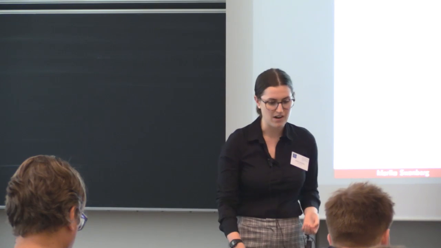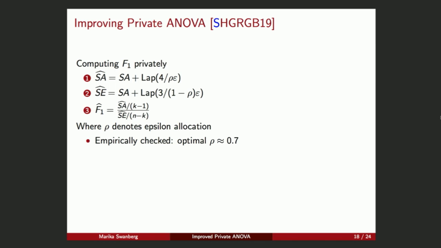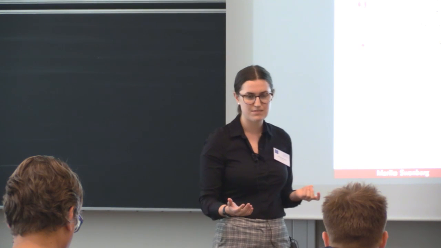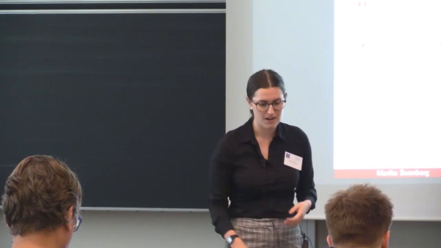So how do we compute this privately? Again, we use the Laplace mechanism. And here we have a parameter rho that just denotes the allocation of epsilon between these two computations. So we're not assuming that we're allocating it evenly between SA and SE. And then we put all that together to get a noisy F1. And we found that the optimal rho is 0.7 for SA and 0.3 for SE.